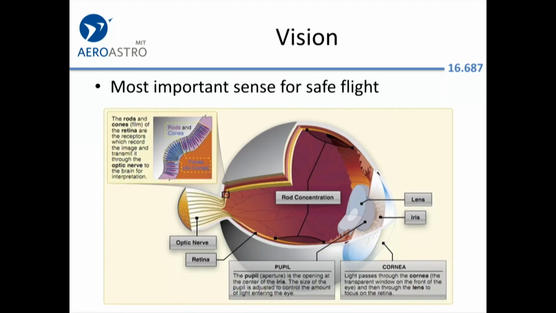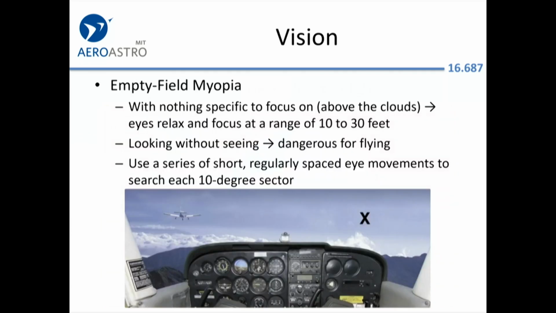Okay, so we talked about vision. Vision is one of the things that in your medical exam, your AME is going to look at your vision and test your ability to see. One thing to keep in mind is that when you're looking out your windshield, you can basically zone out. You think you're looking out your windshield and scanning for aircraft, but you've sort of stopped paying attention. So one thing that they recommend you do is actually have a series of very specific eye movements.